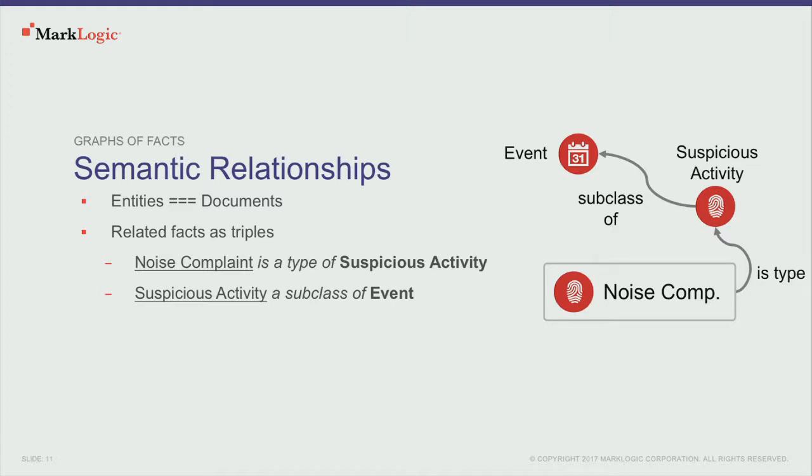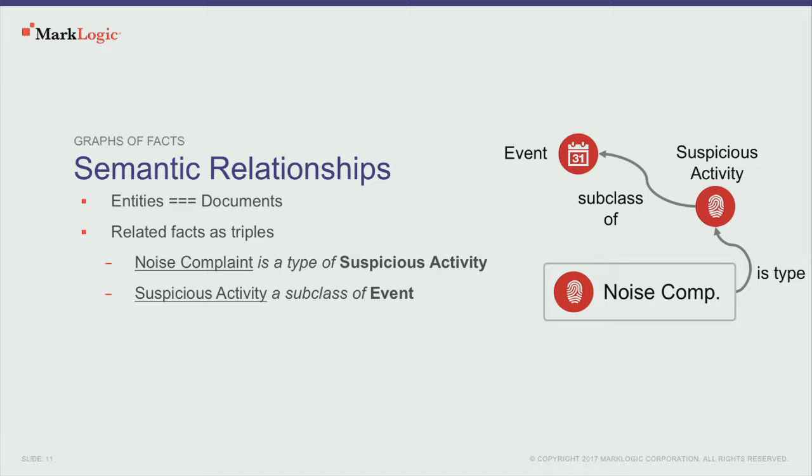So we could represent that noise complaint that we saw in that paper form in a document. But there's also other information that isn't really intrinsic to that document itself. So you wouldn't necessarily want to store everything about the world in each document. For example, that noise complaint document that we saw is really a type of suspicious activity. That's a fact about the world. That's not particular to this specific noise complaint.